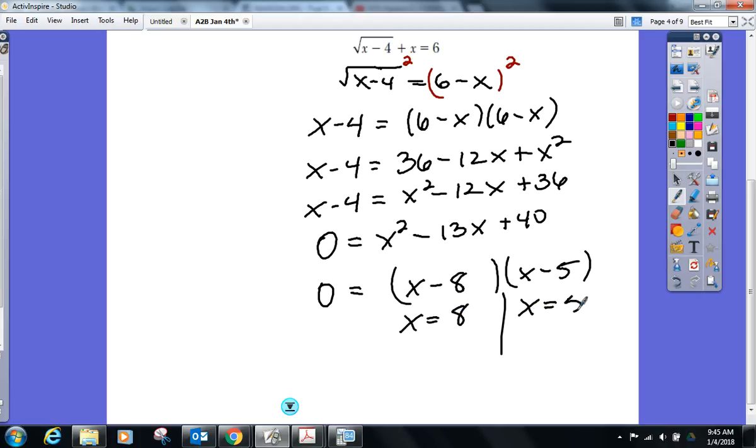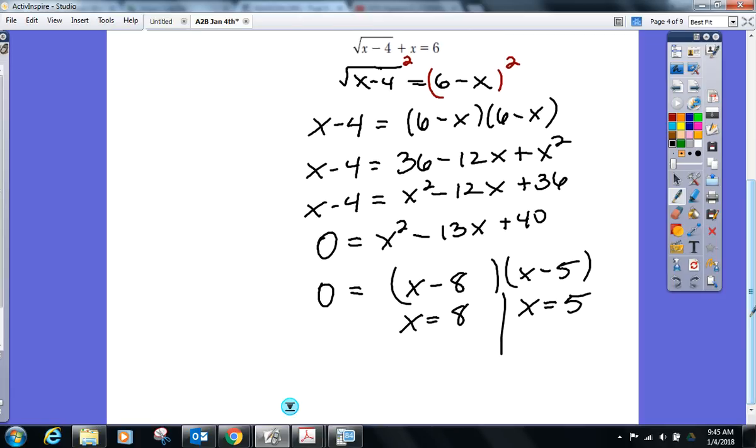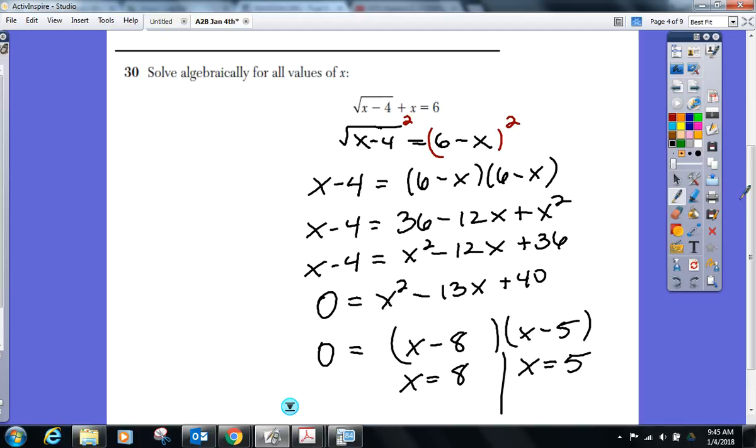X equals 5. This is a 2-point question? Is this in the 2-point section? I believe so, yep. And people are only going to get half credit. You do all that work, half credit. Unfortunately, it is a radical equation, which means you may have to reject one of them, which you will here. Store it into your calculator, and you will find out. I already know it's going to be 5, so everyone store 5 in for x right now. Then type into your calculator square root of x minus 4, and then plus x on the outside. Let me know if you get 6 or not.